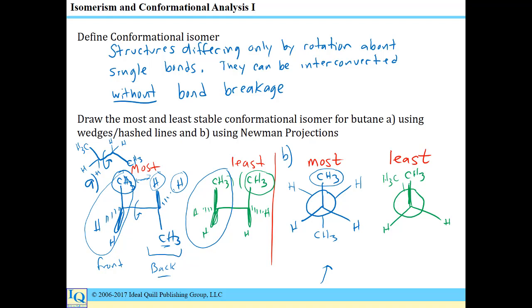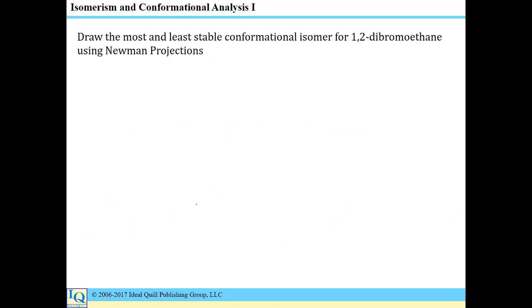I have an H at a diagonal coming towards me in the front, and in the back I have an H pointed the same way. Likewise for the one that's drawn as the hashed line on the front and back, they will be eclipsing each other. We will apply the same concepts to determining the most and least stable conformational isomers for 1,2-dibromoethane as we did for butane.